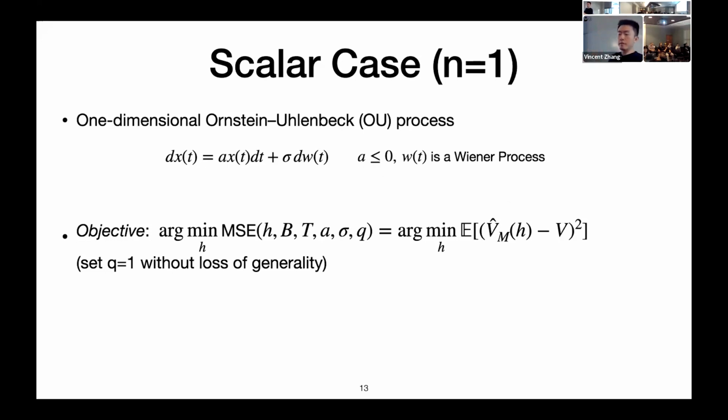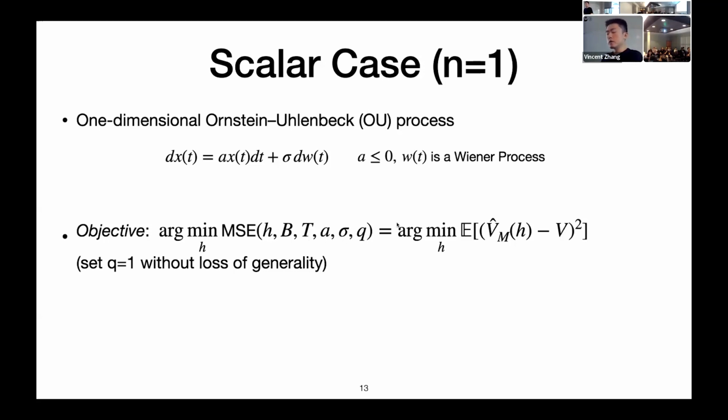The objective is, again, the same thing. And I just wanted to make the parameters more clear here. We have the step size H that we want to optimize. We're given this data budget B. And this estimation horizon T is something we can choose. And the rest are system parameters.